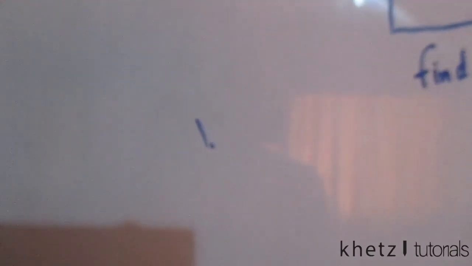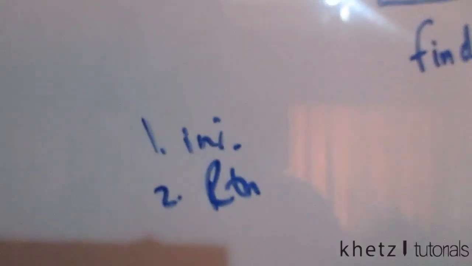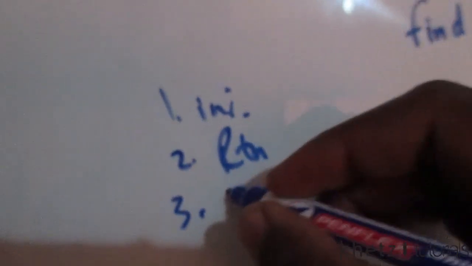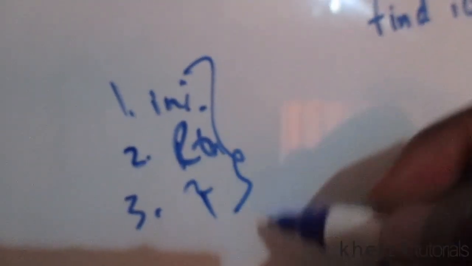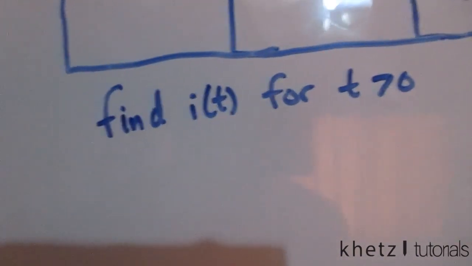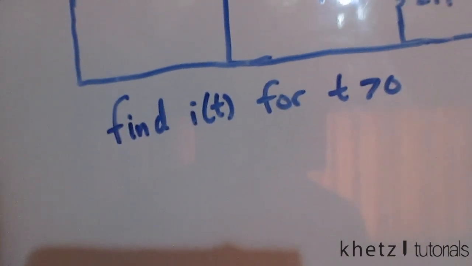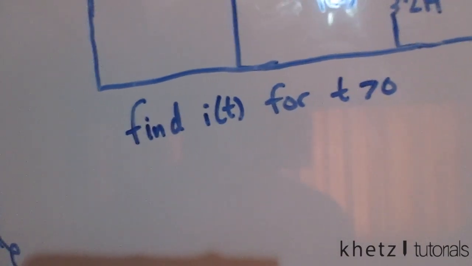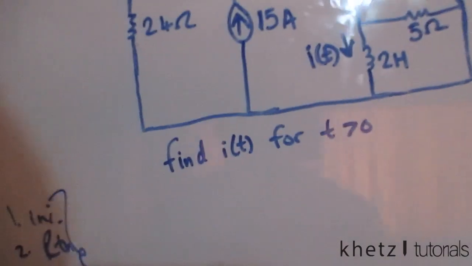To solve these kinds of problems, you first have to find the initial condition. If it's not given to you, then you find R_TH with respect to the storage element. Then you find the time constant. After finding all of these, you substitute them into a formula which represents the kind of behavior you're trying to find. Here we're trying to find i(t), which is the circuit response of an RL circuit. So let's proceed. We're going to find the initial condition.